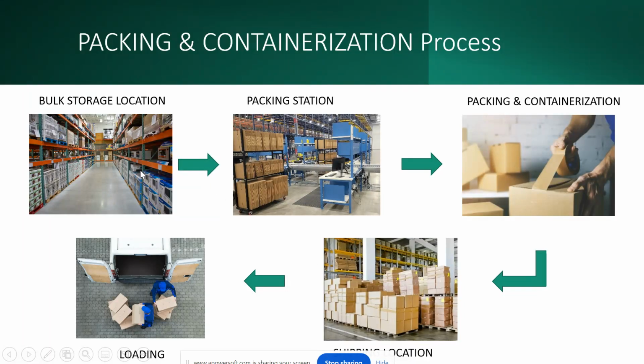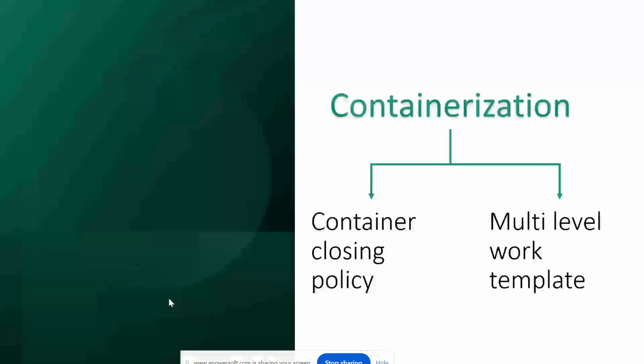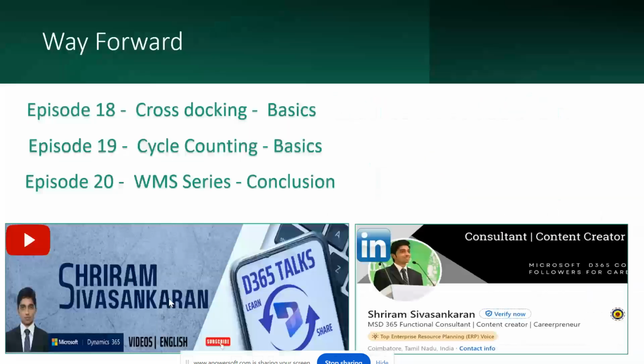So overall, we saw how to move the material from bulk location to a packing station, and from the packing station, how we need to do the packing and containerization using the packing policies, packing profiles, container closing policies, and container packing policies. All these are very important concepts for packing and containerization. And then moving the materials to a shipping location. Without completing the packing, you cannot move the material to the shipping location, and then at last you complete the loading and confirm the shipment for delivery, right? So that's what we saw in today's video.